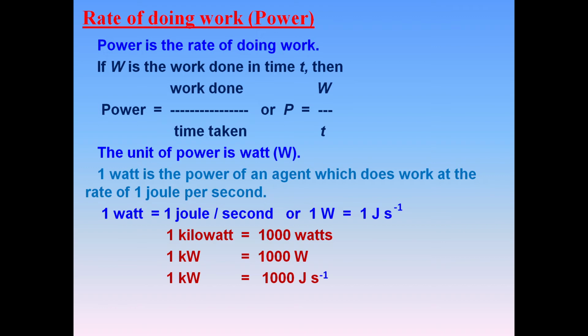The bigger unit of power is kilowatt. 1 kilowatt is equal to 1000 watt, or we can say it is equal to 1000 joule per second, because 1 watt is joule per second. Therefore 1000 watt is equal to 1000 joule per second.